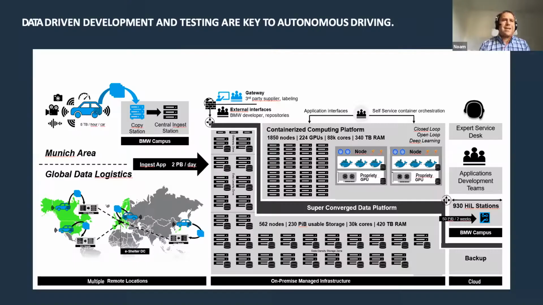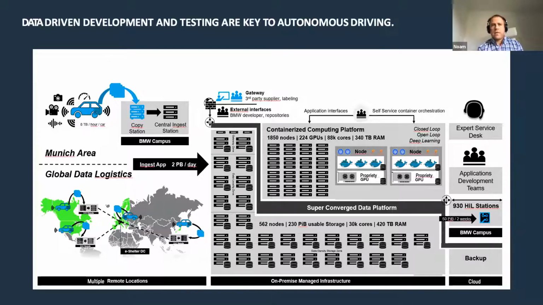Just to give a bit of understanding, when I say big data and a lot of data, what do I actually mean? We have hundreds of development cars across the world, and each car can produce up to 8 terabytes per hour of driving. We have approximately 2 petabytes or more of data being ingested daily into our data centers, and on busy days it can be even more.